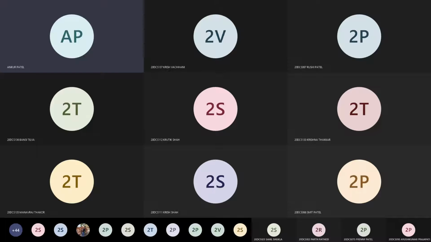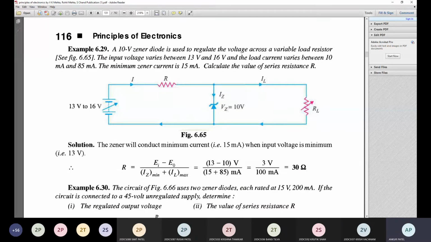But according to the statement, what is written? The 10 volt Zener diode is used to regulate the voltage across a variable load resistor. So this is the variable resistor. The input voltage varies between 30 to 16 volt, and the load current varies between 10 to 85 milliampere due to the variable load resistor. Now the minimum Zener current is given here, 15 milliampere. So IZ equal to 15 milliampere is given. Calculate the value of series resistance R.